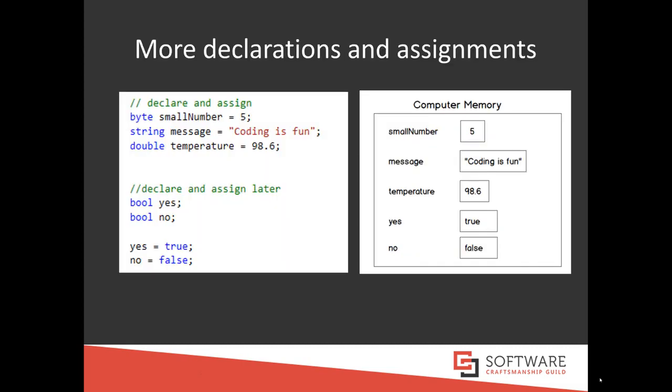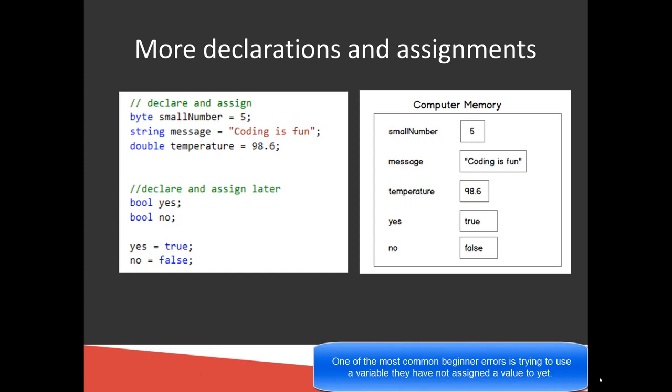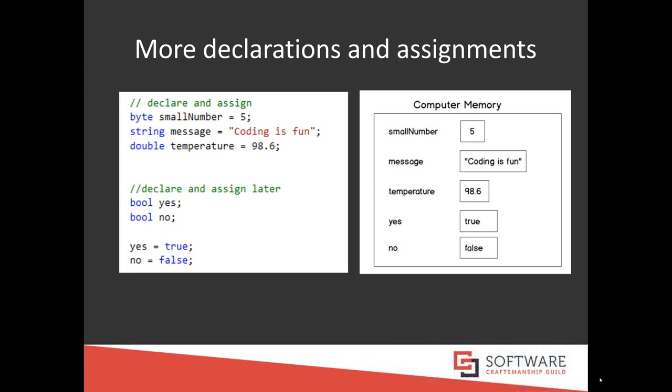Here's some more examples of declarations and assignments. We can declare a byte called smallNumber and set it equal to 5. We can have a string message and put a string value in it. Coding is, of course, very fun. We can have a double value to represent a temperature. In this case, we've declared variables and we've assigned them immediately. We can also declare a variable and assign it at a later time. So when I say bool yes and bool no, it will create spaces for yes and no, but we can't use them until they've been assigned a value. So then down below I've assigned yes to be true and no to be false.